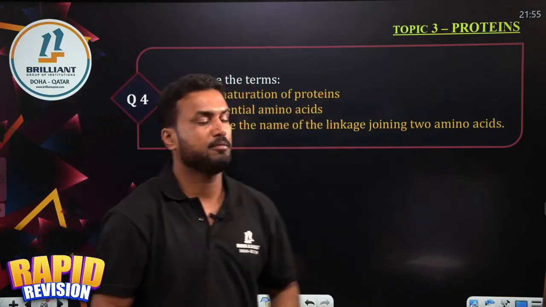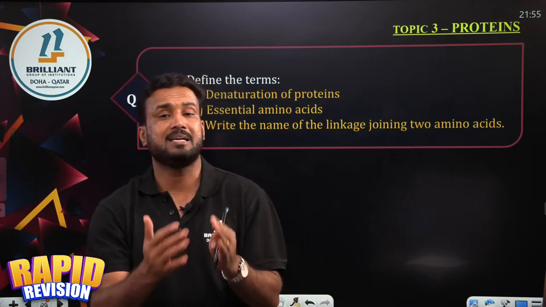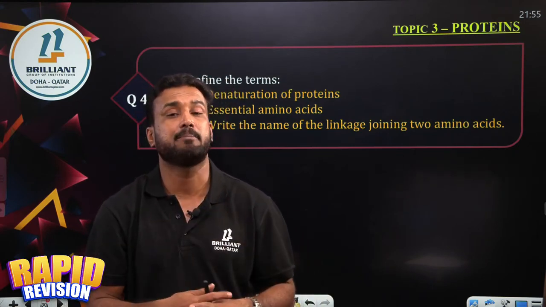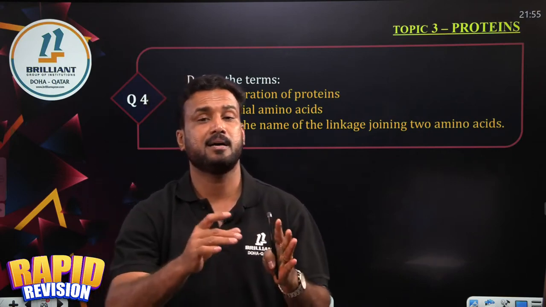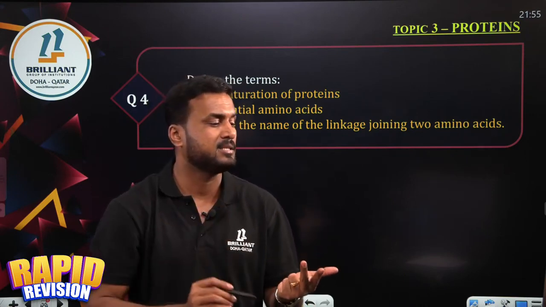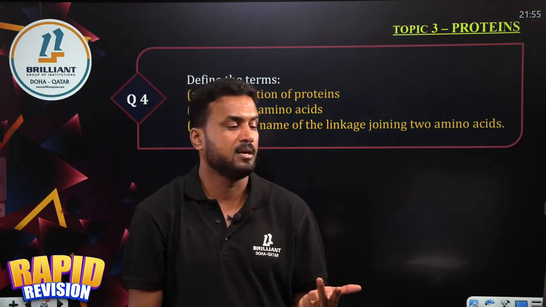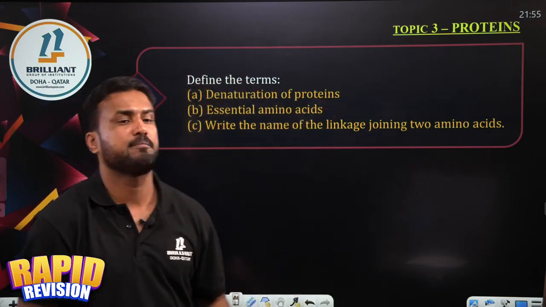What is denaturation of protein? You know that when protein is subjected to physical changes like change in temperature or chemical changes like change in pH, then the primary structure remains the same, whereas the secondary and the tertiary structure will change. And it loses its biological activity. That is called denaturation of protein.